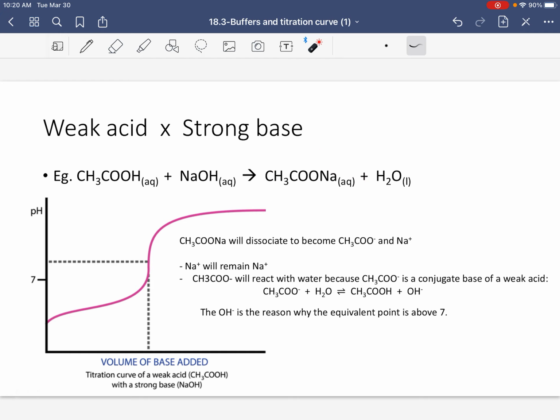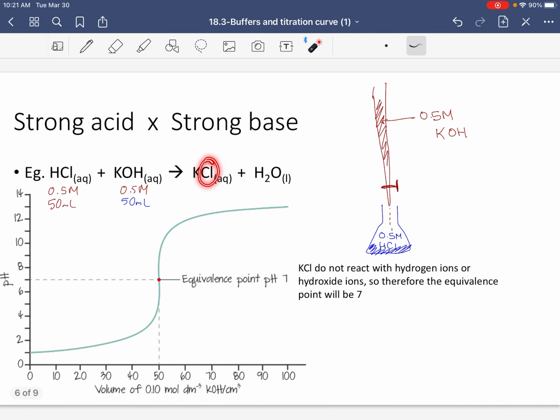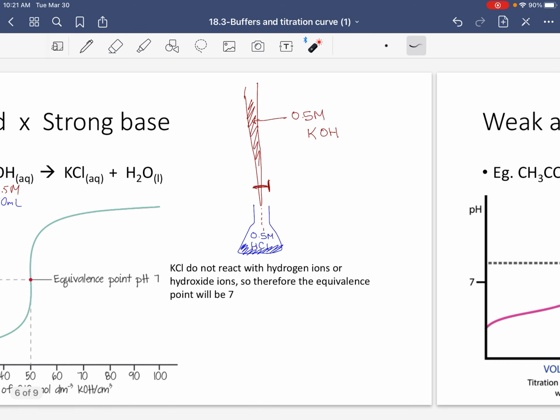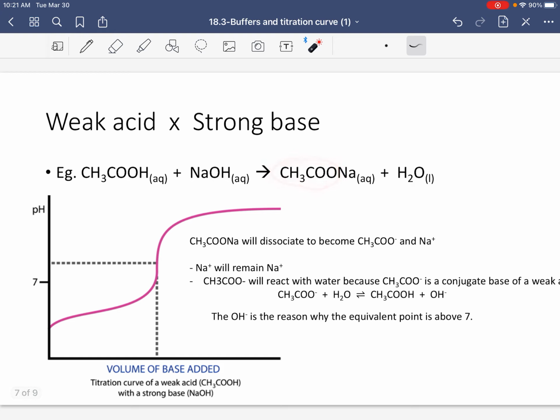No. This guy is a metal from a strong base. You're not the culprit. You're a good guy. Not this guy. This is the non-metal that makes up a weak acid. Unlike Cl, which is the non-metal that makes up a strong acid, this is the non-metal that makes up a weak acid. This guy can do something to this guy and say, hey, water, we can do something together, can't we?